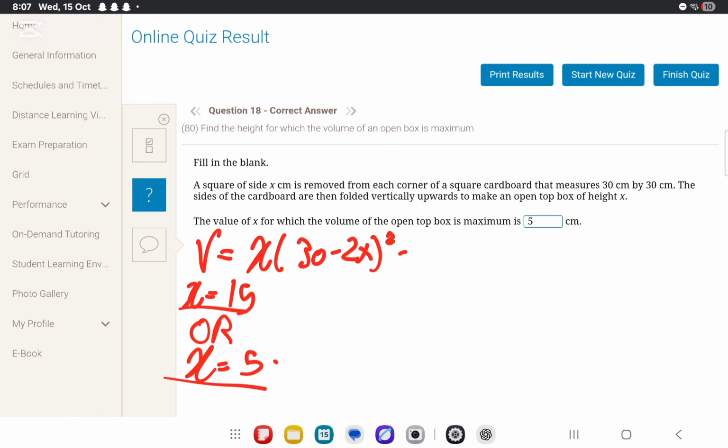So, try x equals 15 into this formula for the volume. So, 15 into 30 minus 2 into 15. Close the bracket. What's this? A square? That's a square. Okay, this gives you 0. Try 5 now. 5. It will give you 2000. So obviously 2000 is greater than 0. This is my answer.